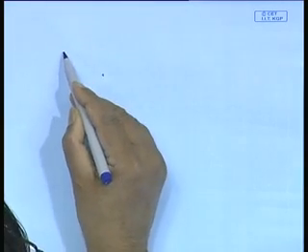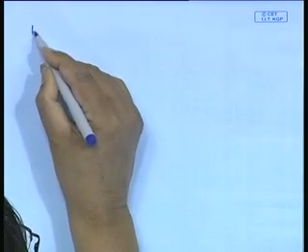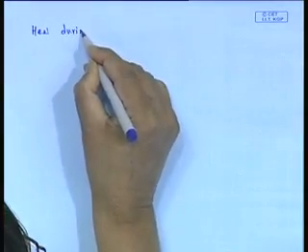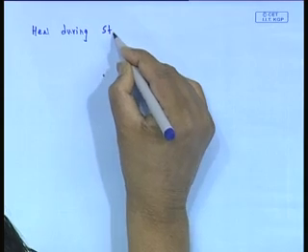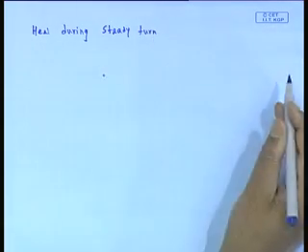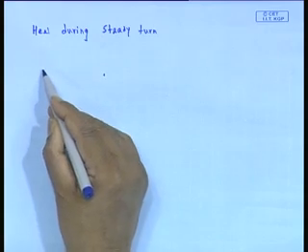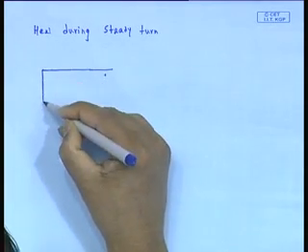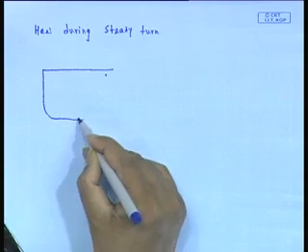Let us now work out how we calculate the heel angle during a steady turn. Let's look at this. I will do it in a simple way, and then we will also do a problem.